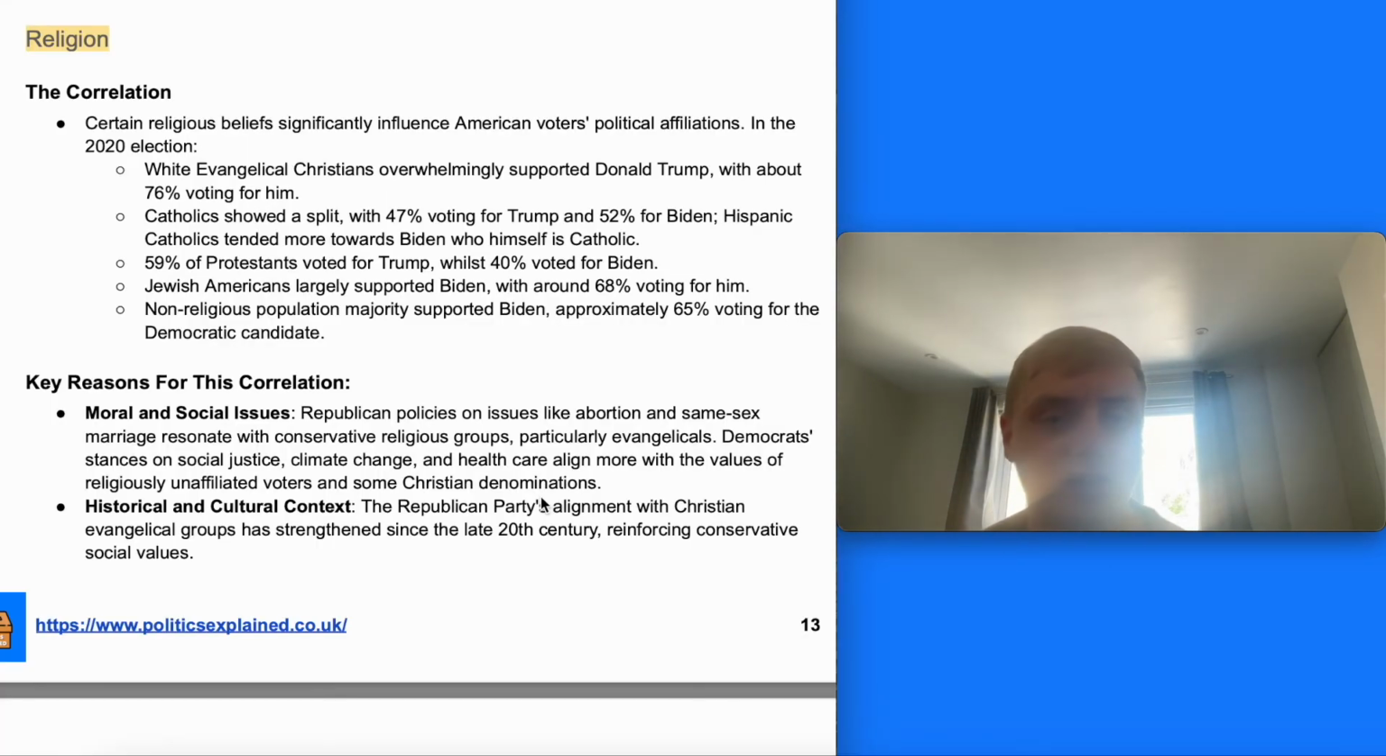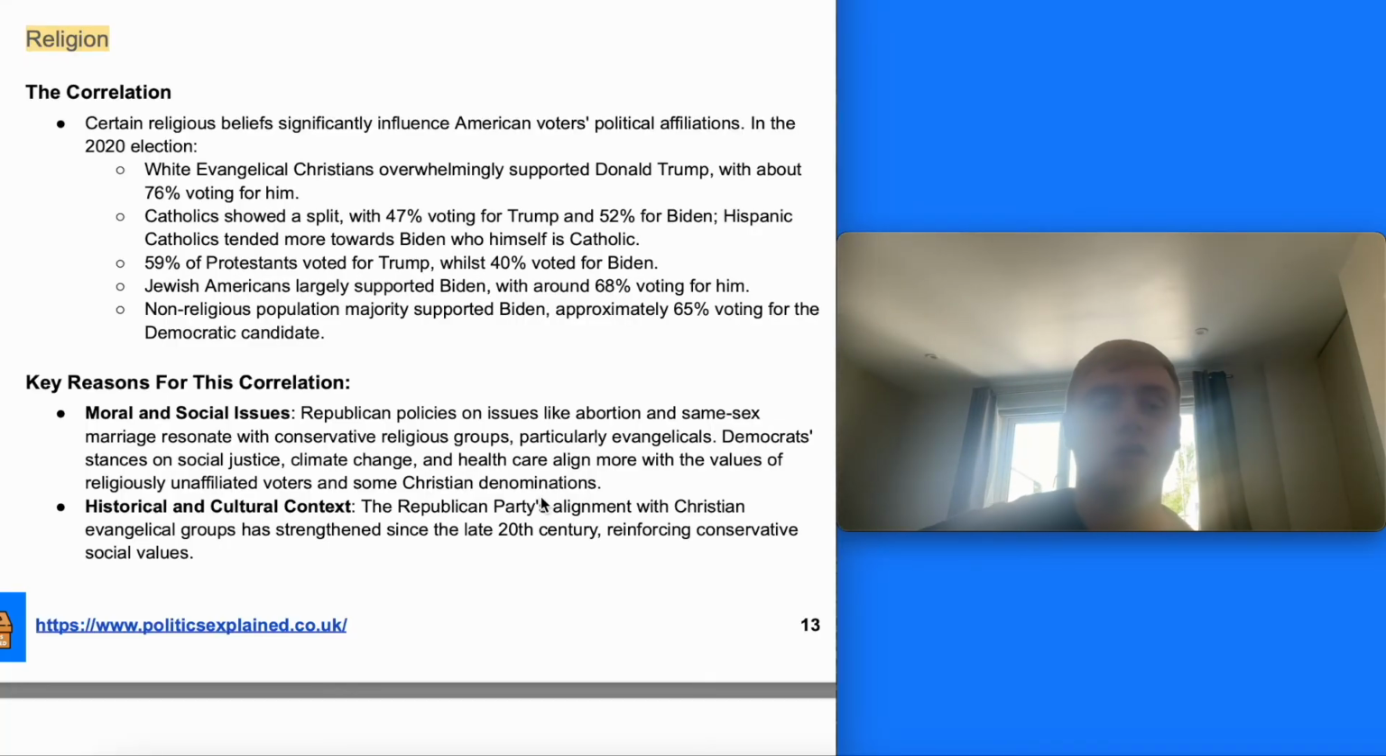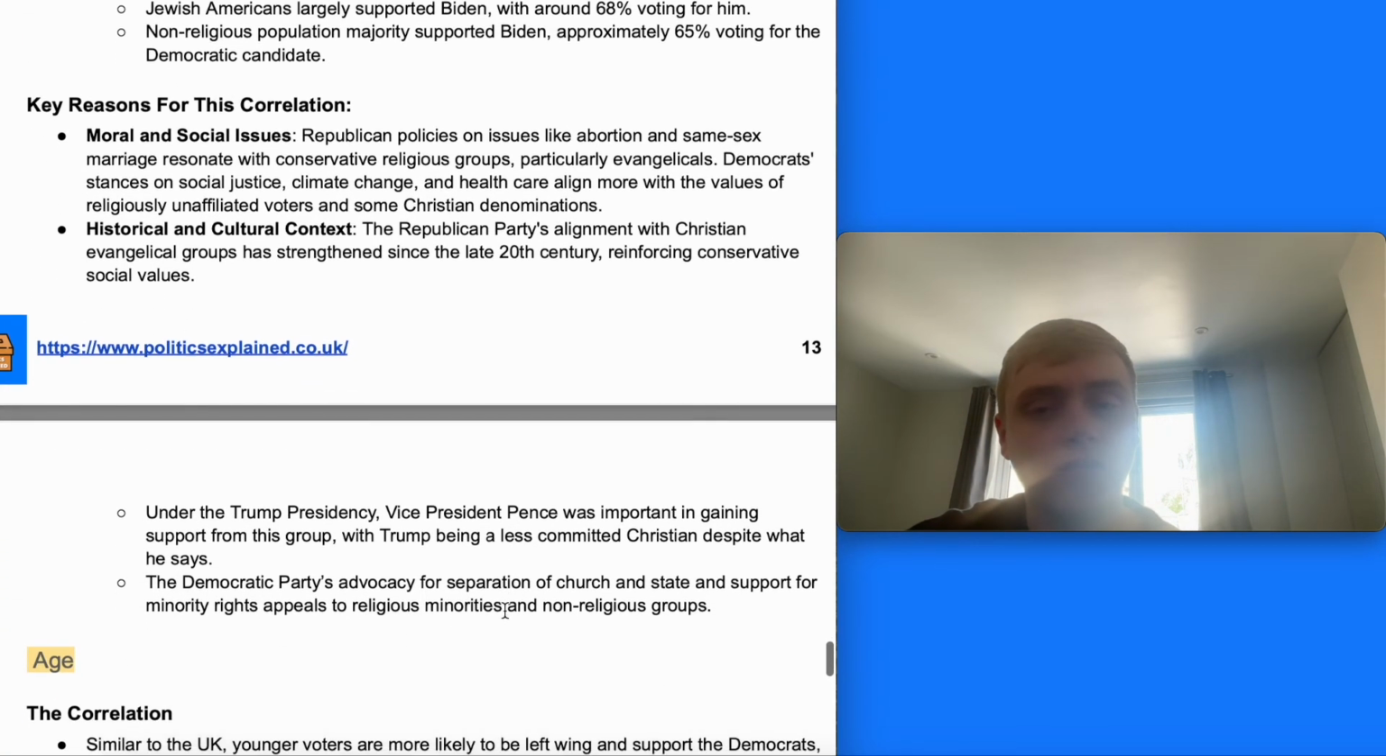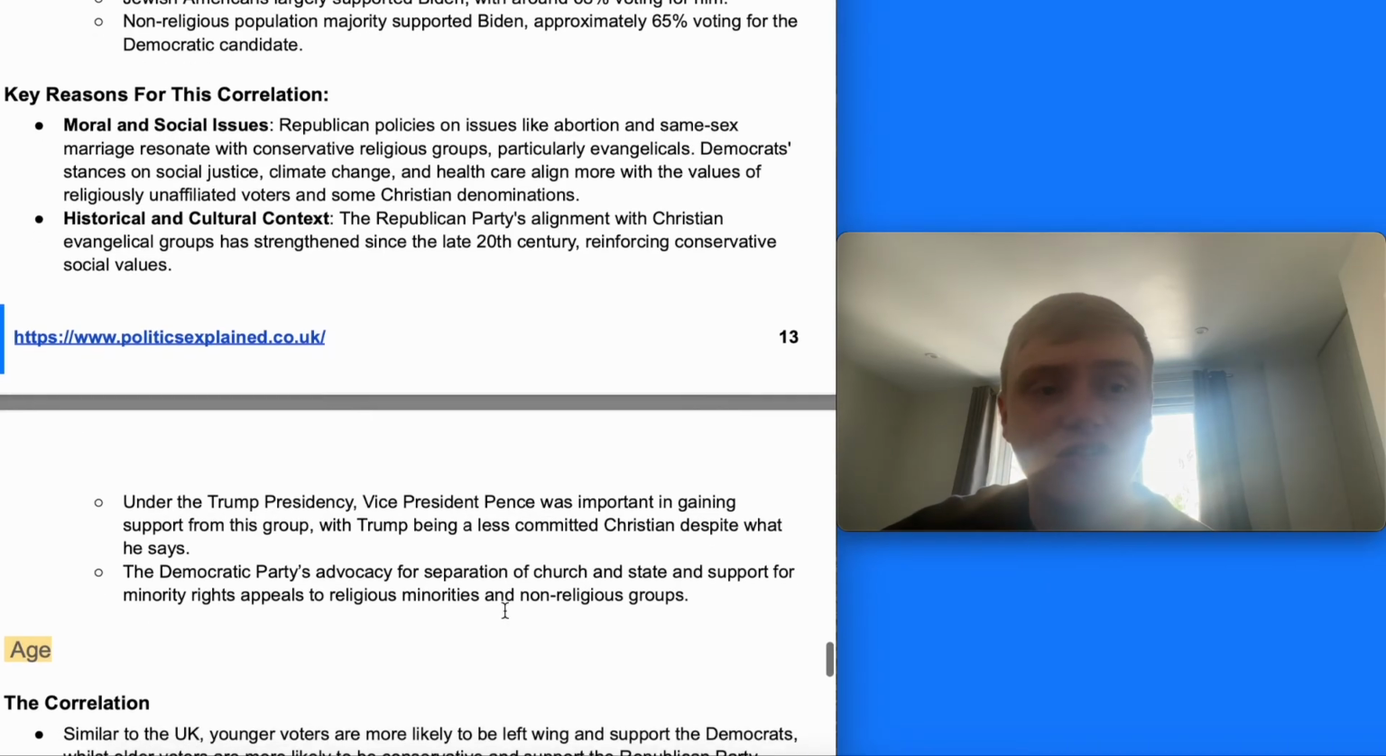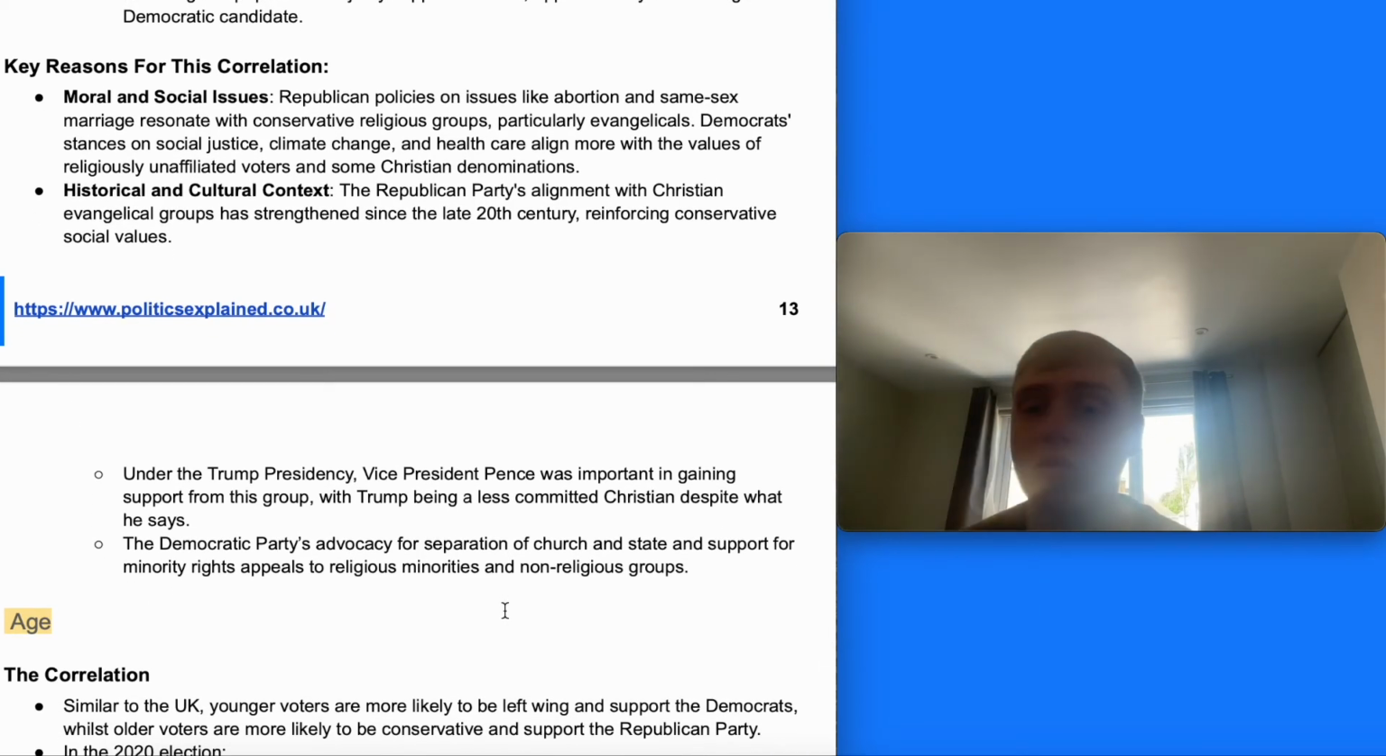Catholics showed quite a split. 59% of Protestants voted for Trump. Jewish Americans largely supported Biden, and the non-religious population largely supported Biden as well by a significant margin. Key reasons are moral and social issues, so Republican policies on issues like abortion and same-sex marriage resonate with conservative groups, particularly the evangelical Christians.